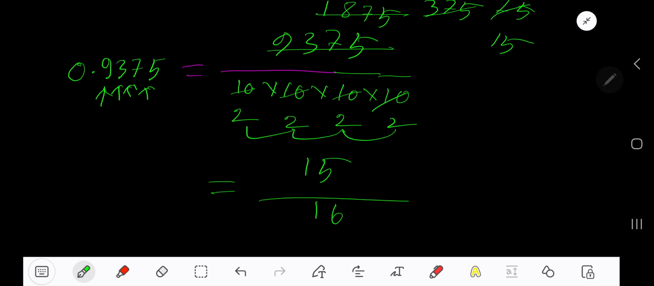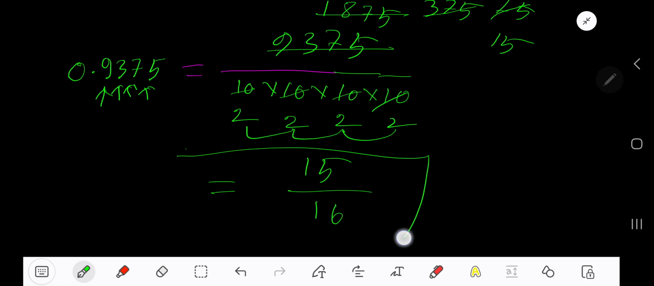So there is only one common factor between 15 and 16, which is 1. So we can say that this is the lowest term.